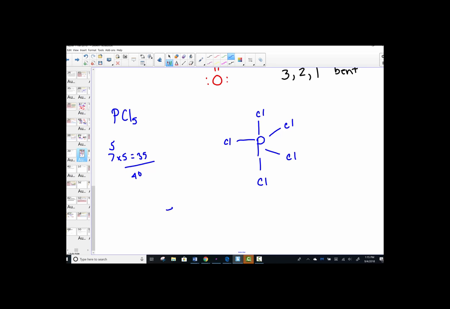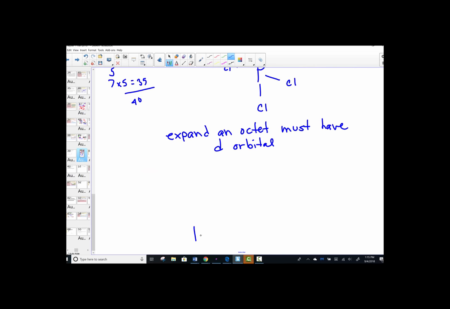To expand an octet, we have to have d orbitals available. Now, I'm reviewing a little bit about electron configurations when we learned the first energy level had one sublevel, an s orbital. The second energy level had two sublevels, an s and a p orbital. The third energy level has three sublevels, the s, the p, and the d sublevel. I have to be in period three or below to have available d orbitals to expand an octet. Does phosphorus live in period three or greater?